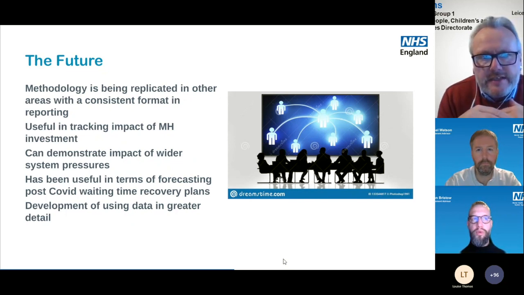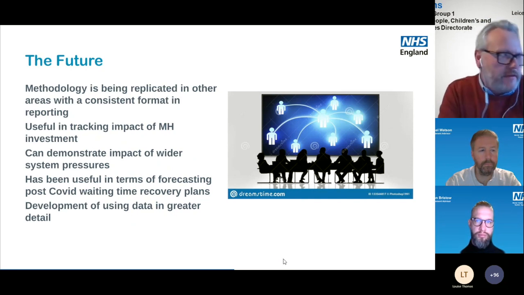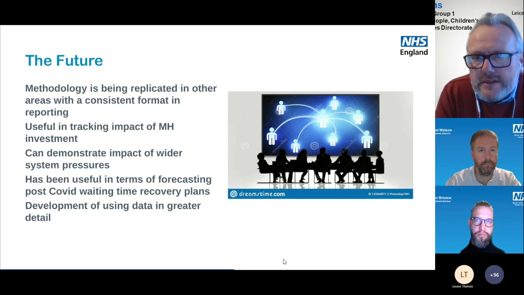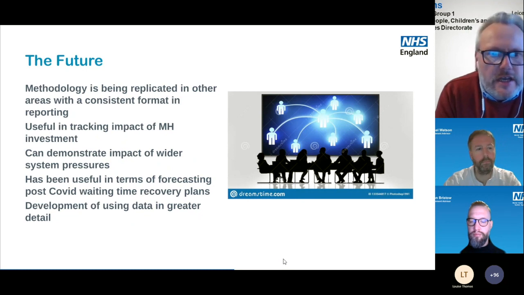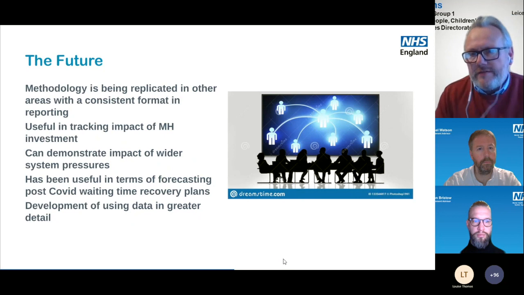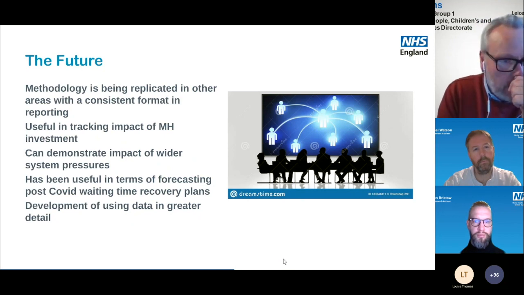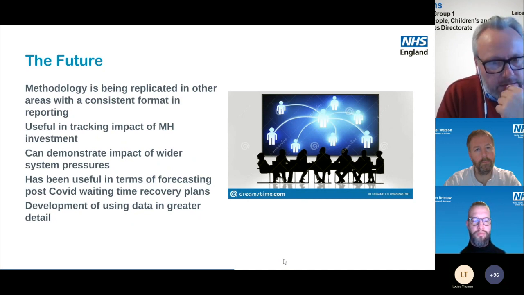We're starting to use it to demonstrate the impact of wider system pressures. So that might be around things like transition to other services. You can use PTL to look at, for example, how many over 18s we've got sitting within our service in CAMS that haven't been transitioned. You can look at the impact of other providers that might refer into the CAMS service, and any issues they have, you can demonstrate the impact on the service. As I said, it's useful in terms of forecasting our post-COVID waiting time recovery plans.